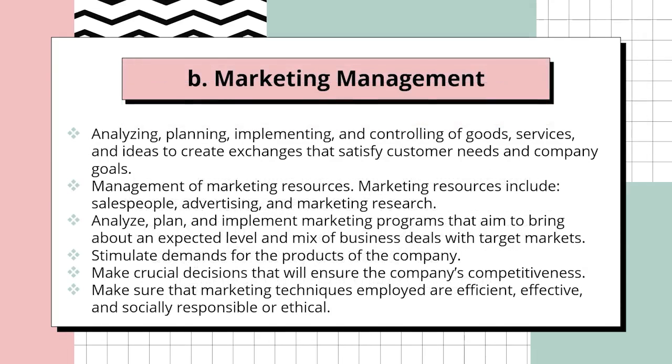So, to elaborate more on the things that are being done under marketing management, here are some functions that are included under marketing. You analyze, plan, implement, and control the goods, services, and ideas to create exchanges that satisfy customer needs and company goals. Also, the management of marketing resources. Marketing resources include the salespeople, advertising, and marketing research.